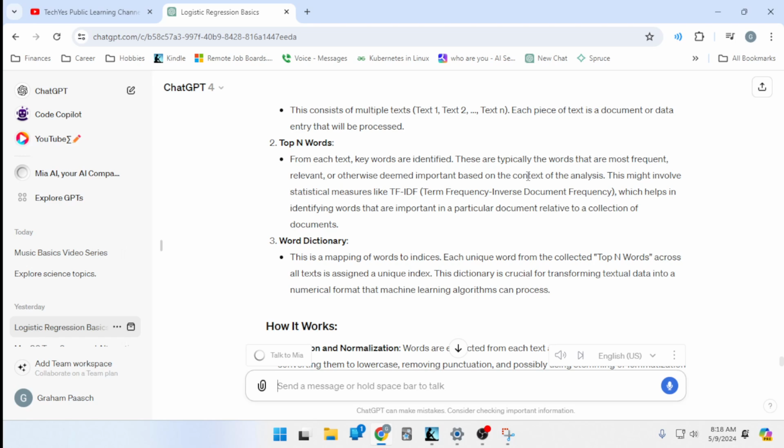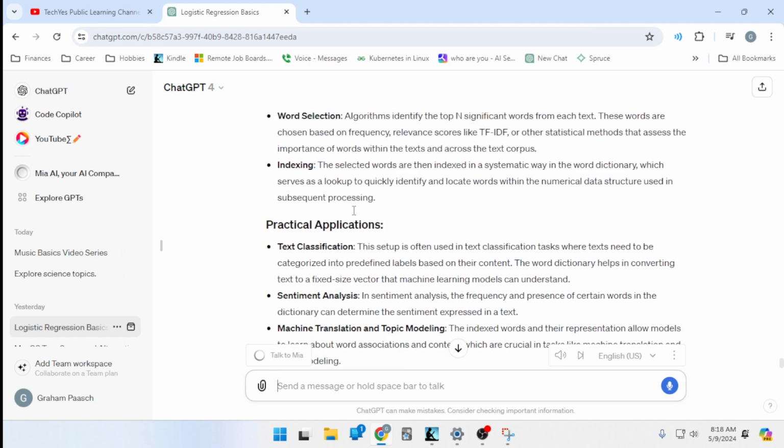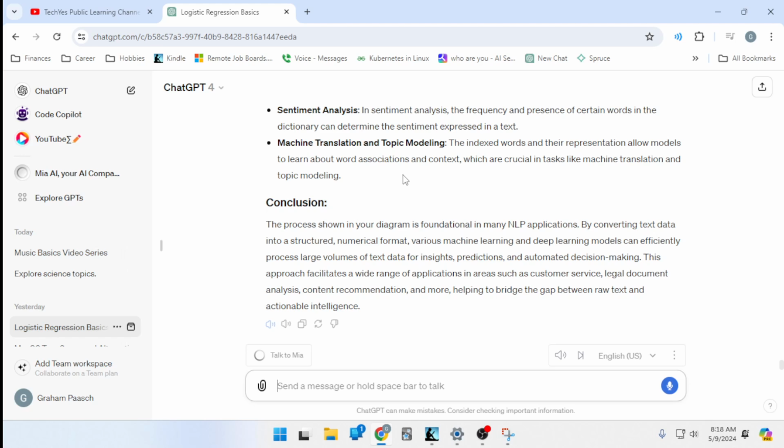By converting text data into a structured, numerical format, various machine learning and deep learning models can efficiently process large volumes of text data for insights, predictions, and automated decision-making. This approach facilitates a wide range of applications in areas such as customer service, legal document analysis, content recommendation, and more, helping to bridge the gap between raw text and actionable intelligence.